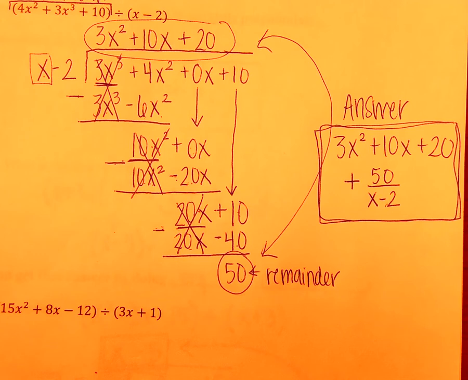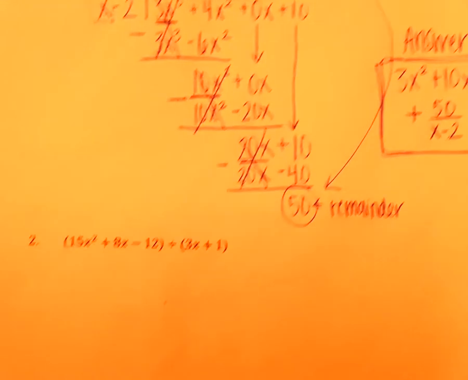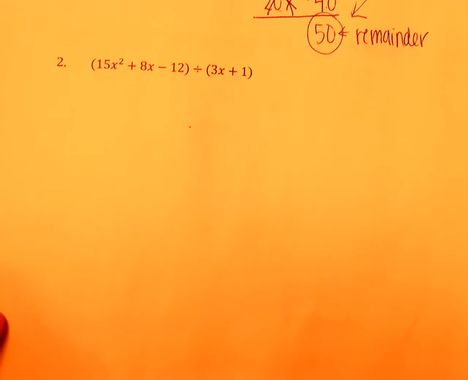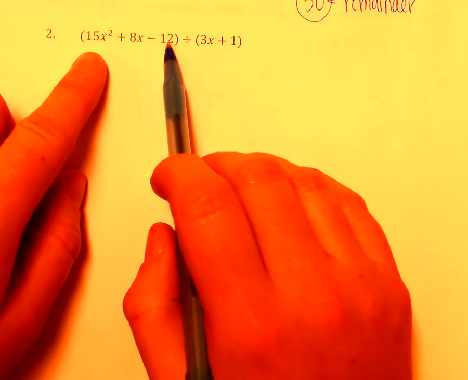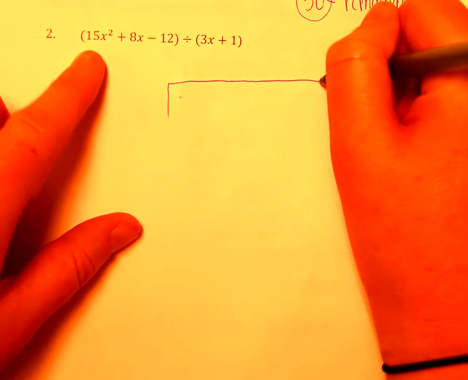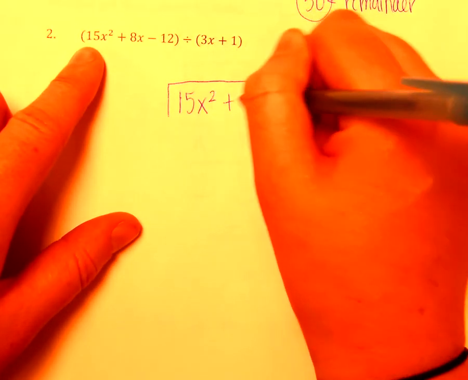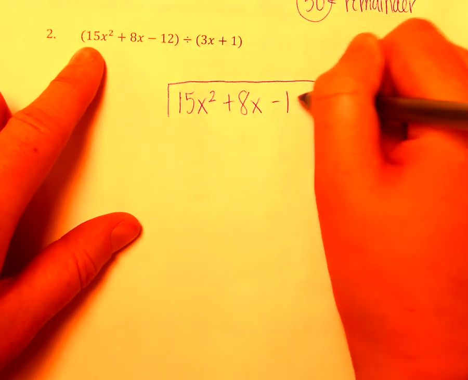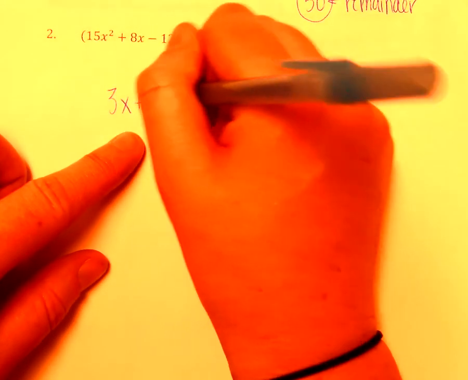All right, one more that's not so pretty either. Okay, number 2 here, scooch up. We're going to take that first polynomial. The nice part is this one's already in standard form for us, so we don't have to worry about that. Go ahead and put that first part in the long division box. So 15x squared plus 8x minus 12. What you're dividing by, for us, it's 3x plus 1 goes out front.